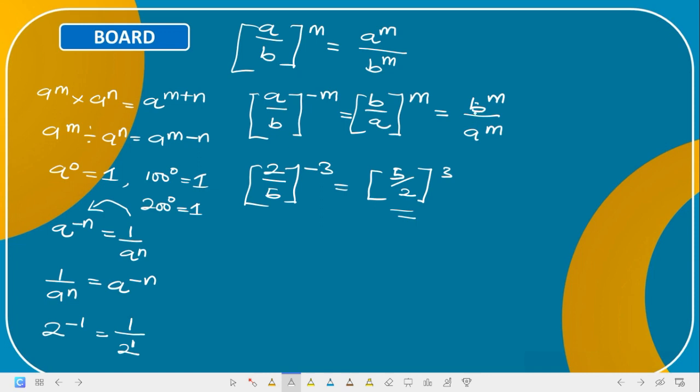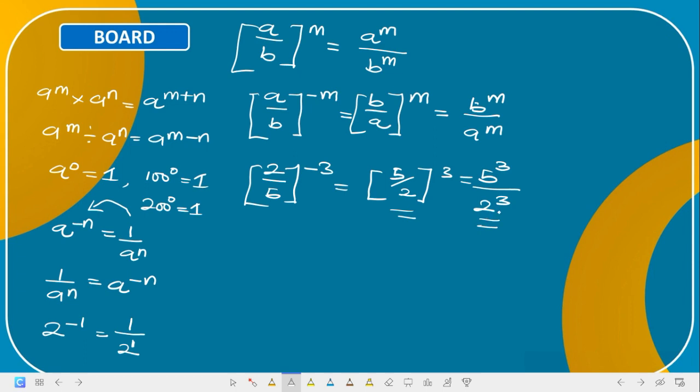Sorry, not b over m. Thank you for that correction. It's b raised to the power of m all over a raised to the power of m. So this same thing can be written as 5 to the power of 3 all over 2 to the power of 3. So these are the laws of indices.